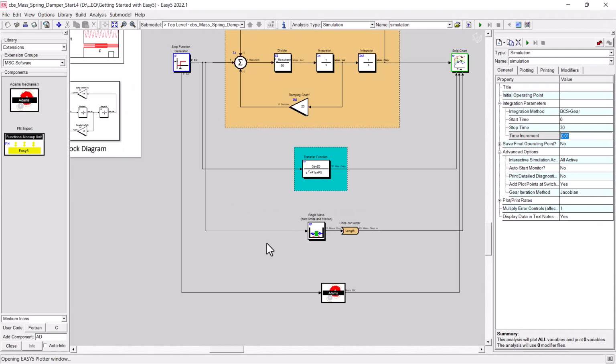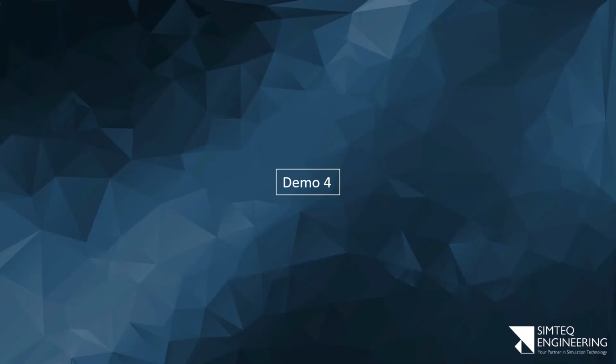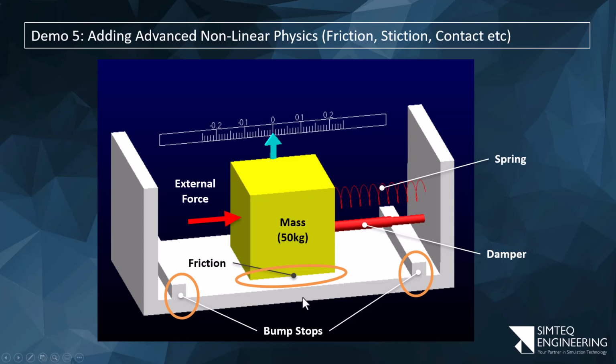All right, so that brings us to the end of this getting started guide. In the next video, we will then introduce nonlinearities, friction, and bump stops into the model. We'll use both the single mass component to do that, as well as the Adams component. And so that'll be the next step in the model, to do friction and bump stops. Hope you'll join us for the next video.